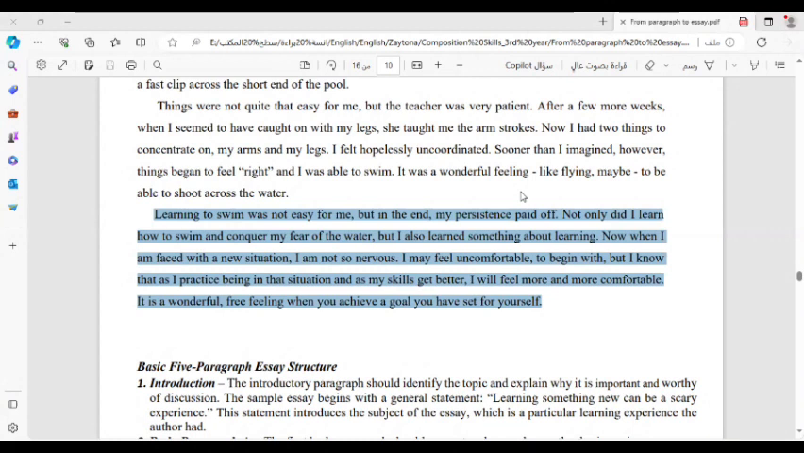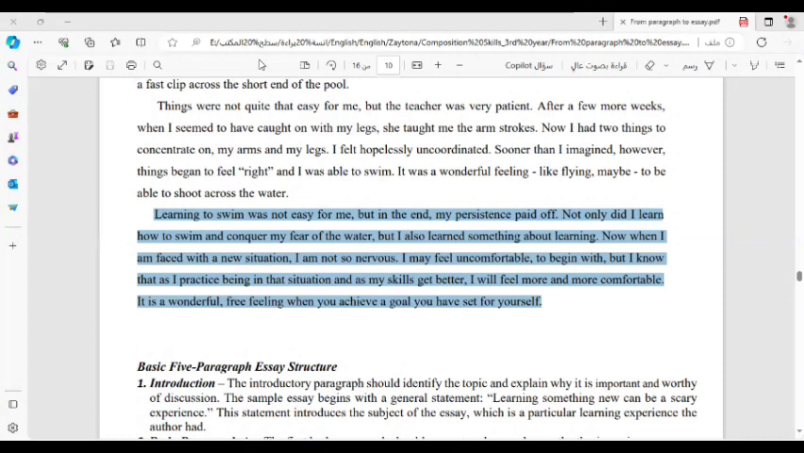Learning to swim was not easy for me, but in the end, my persistence paid off. Ahmed, what does persistence mean? It means determination. What does it mean, determination? When you say determination, it means like الإصرار أو الإرادة أو الاستمرارية. Okay.